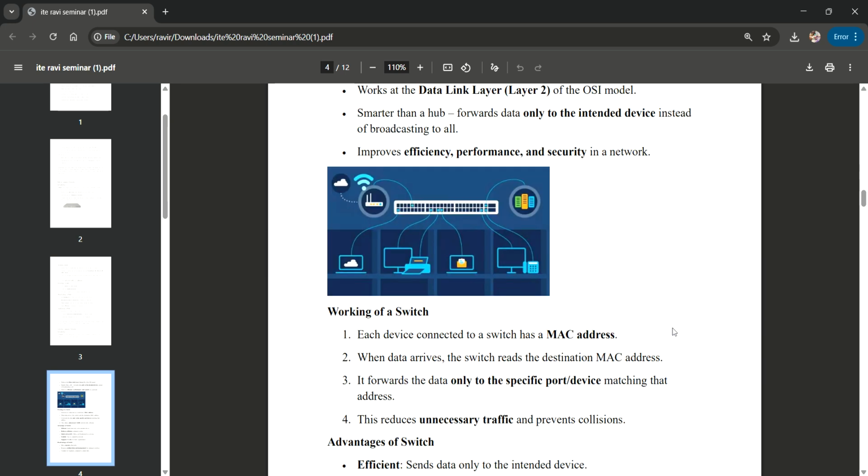Working of a switch is that each device connected to a switch has a MAC address. When data arrives, the switch reads the destination MAC address. It forwards data only to the specific port or device which matches that address.